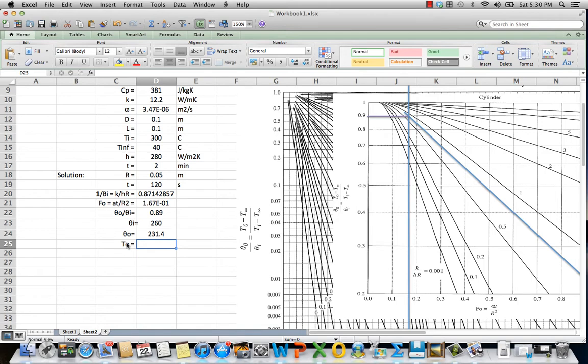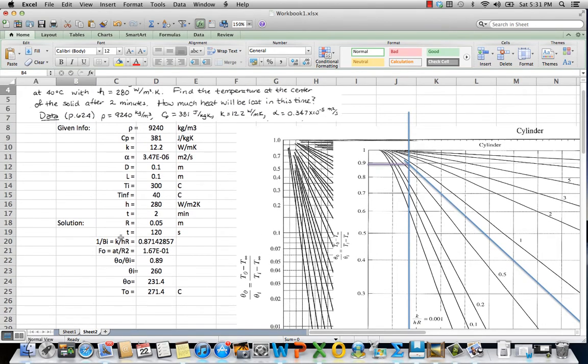Okay, T at the center is this number and then add back in T infinity. Okay, so 271.4 degrees C after 2 minutes. So it started out at 300, it's cooled off 30 degrees. That seems like a reasonable value for metal. Okay, so that was part 1.